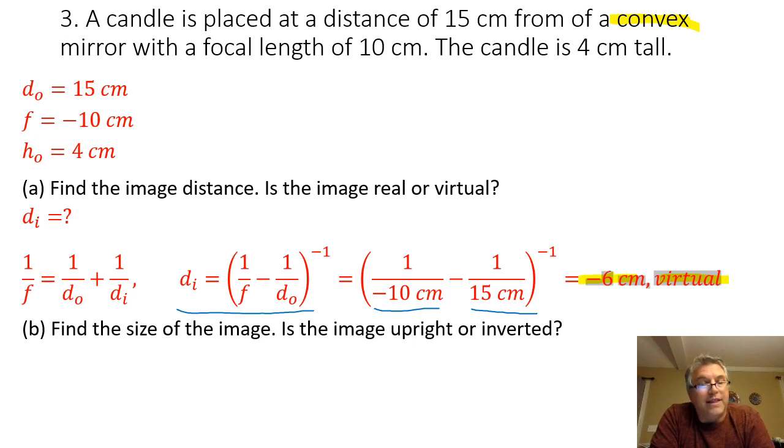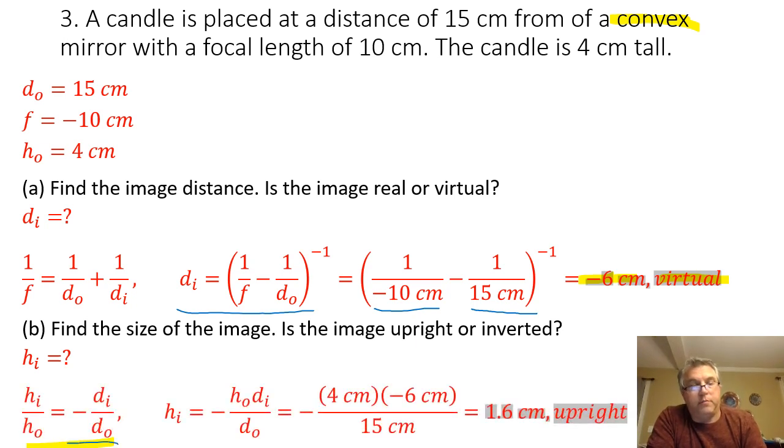So to find the image height, I am going to use my mirror equation. Solving that for the image height and plugging my values for the object height, the image distance, and the object distance into that will give me an image height of 1.6 centimeters. And again, because this 1.6 centimeters is positive, I know that is going to give me an upright image.